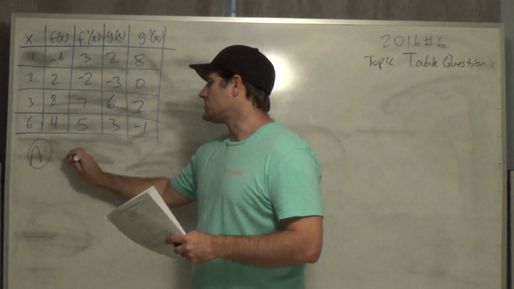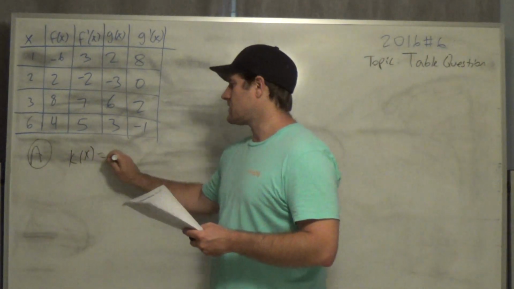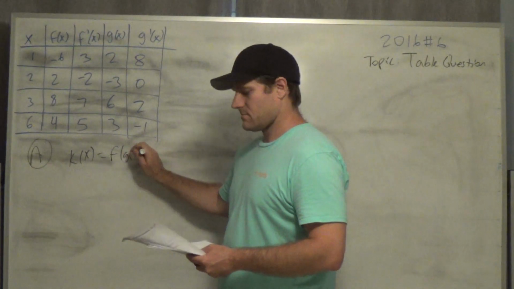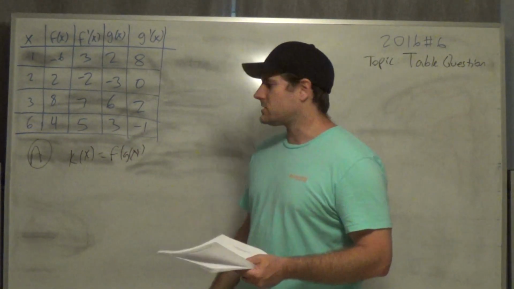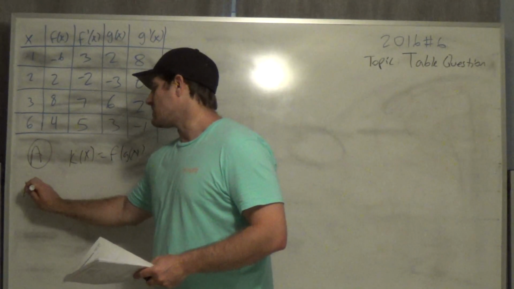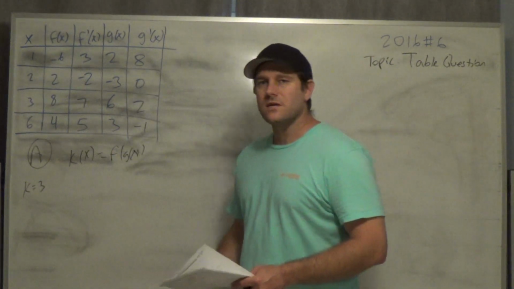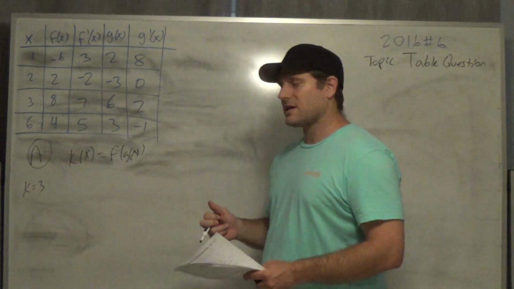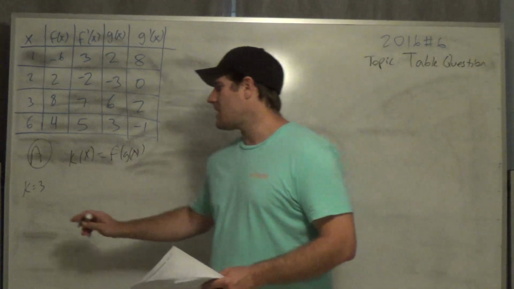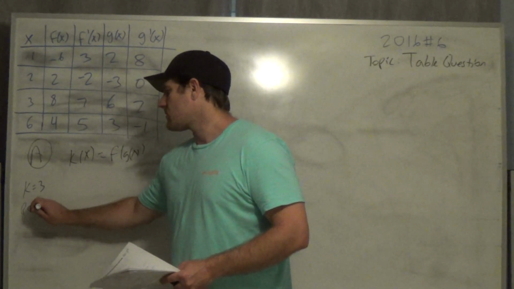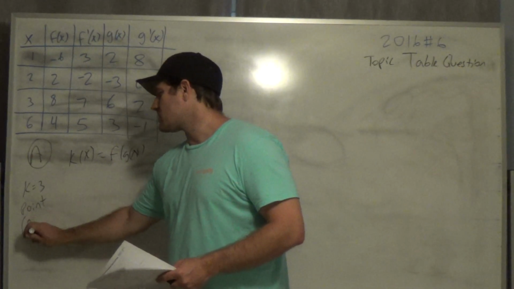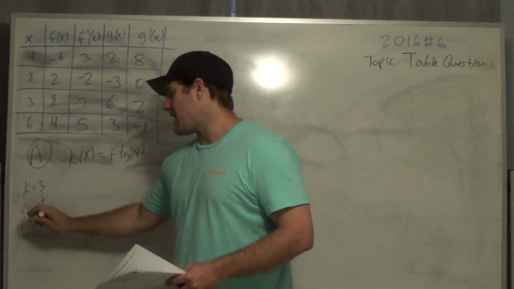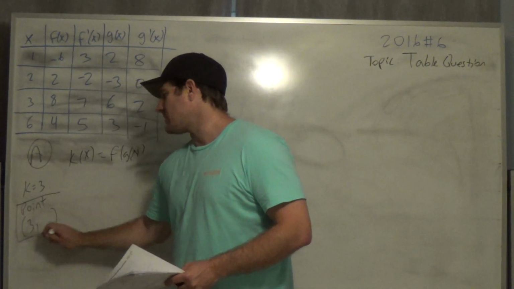They give us an equation. They say k of x is f of g of x. And they want the equation of the tangent line at x equals 3. Now let's think about this. If you want an equation of a tangent line, you need two things. You need a point. So the point is going to be 3 comma something for k. So that's the first thing we're going to need is a point.